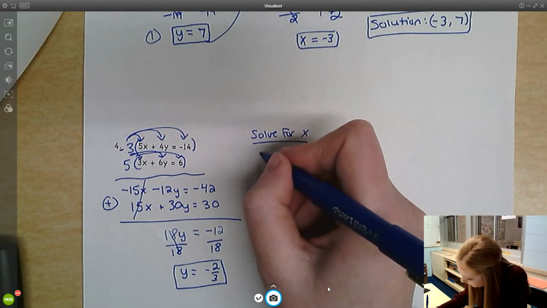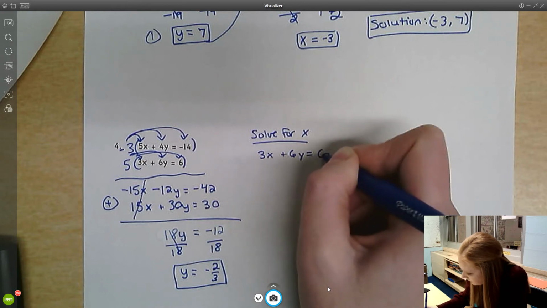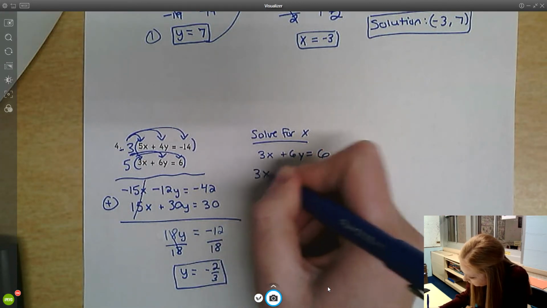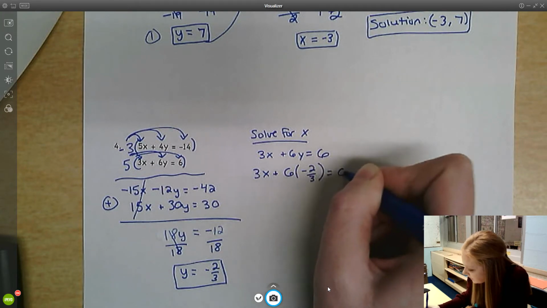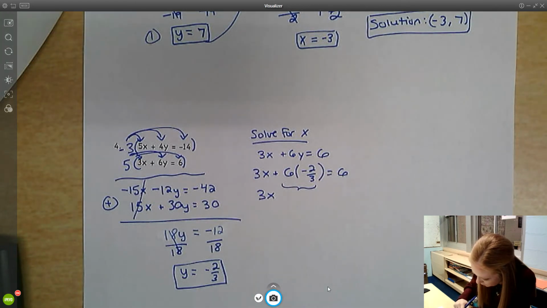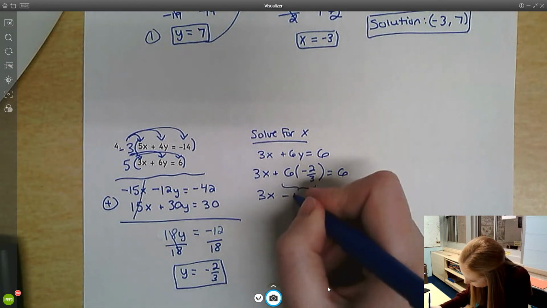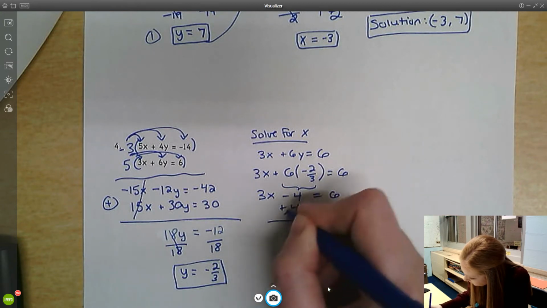Okay, so let's rewrite one of the originals. I think the second one's probably easier. Let's plug in negative 2/3, yikes, for y, and solve for x. 6 times negative 2/3 is negative 4. Again, just use your calculator. Add 4 on both sides.